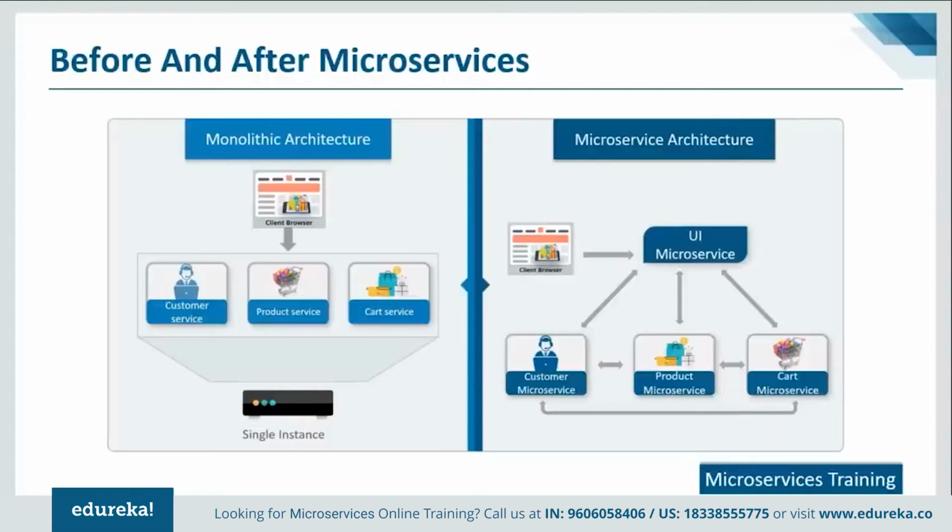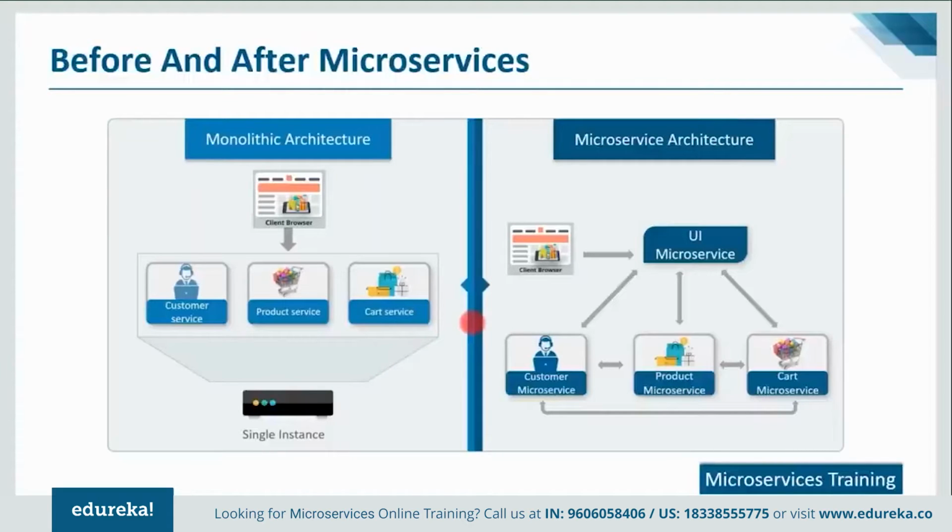Basically, we're going to find out the differences between microservices and a monolithic architecture. So let's begin, guys. Let's take the classic example of an e-commerce website. From the diagram, we can observe that in the monolithic architecture, we have all the features running under the same instance. For example, we have customer service, product service, and cart service. All of these are running on a single instance and sharing a common database. This is a typical example of a monolithic architecture.